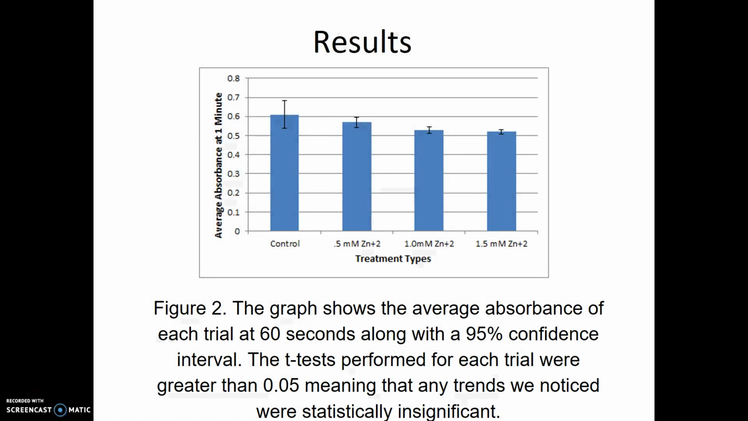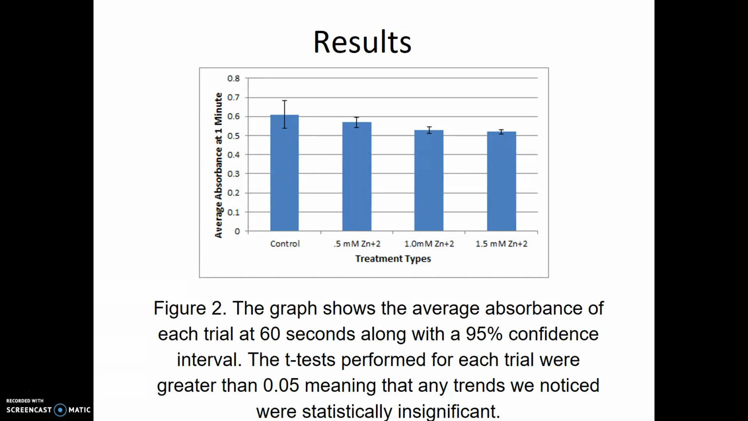Figure 2 shows the average absorbance of each trial at 60 seconds. Superimposed on the columns are the 95% confidence intervals, which helped determine the statistical significance of the trials. The t-test yielded p-values of 0.368 for the 0.5 millimolar treatment, 0.104 for the 1.0 millimolar treatment, and 0.082 for the 1.5 millimolar treatment.